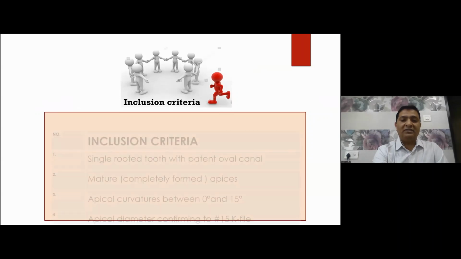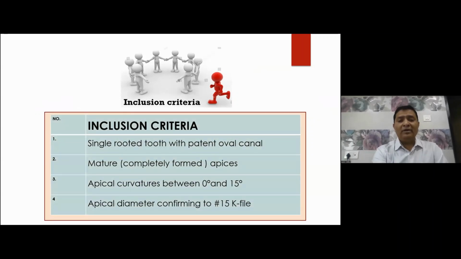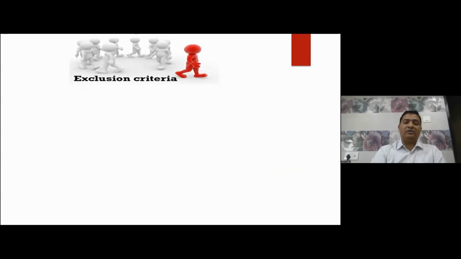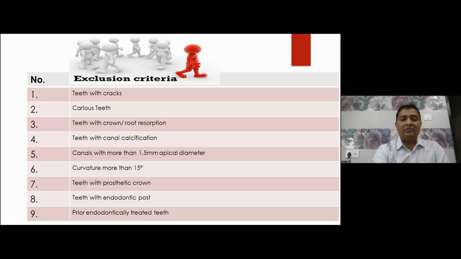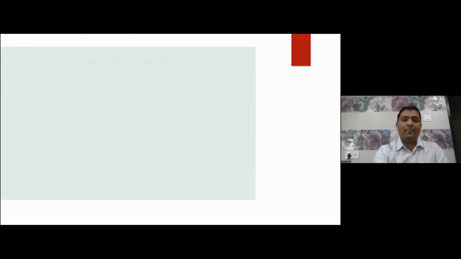Inclusion criteria for my study are permanent teeth with single-rooted and patent oval canals. Mature apical curvature between 0 to 15 degrees and apical diameter conforming to or about a 15 K file are included in this study. Exclusion criteria are teeth with cracks, carious teeth, calcified or resorbed teeth, canals with more than 1.5 millimeter apical diameter, curvature more than 15 degrees, prosthetic and endodontic posts, and endodontically treated teeth.